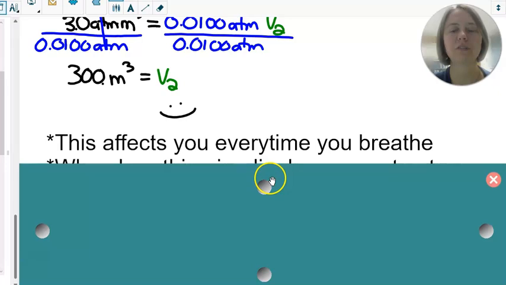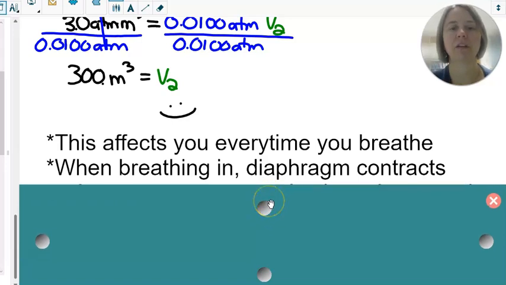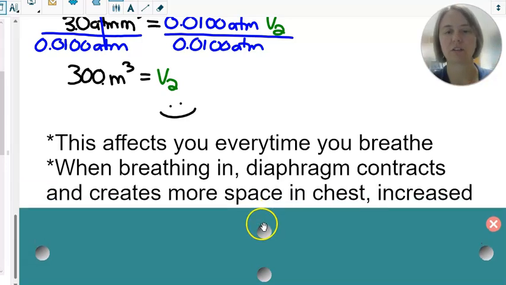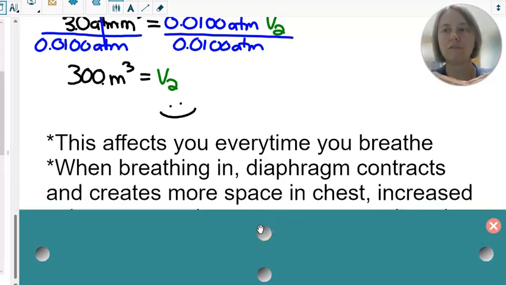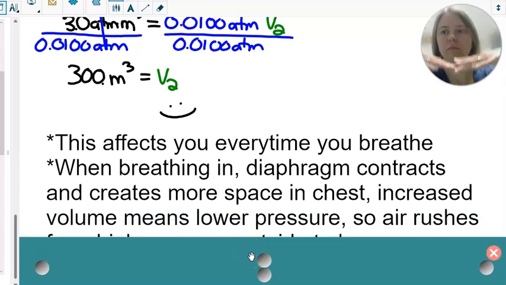Okay, when do you use this information? Every second of every day. Every time you breathe. So when you breathe in, your diaphragm contracts, which makes more volume, creates more space in your chest. So it increases the volume. And we know when you increase the volume, the pressure has to go down.